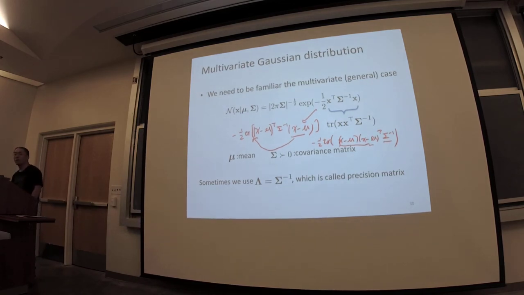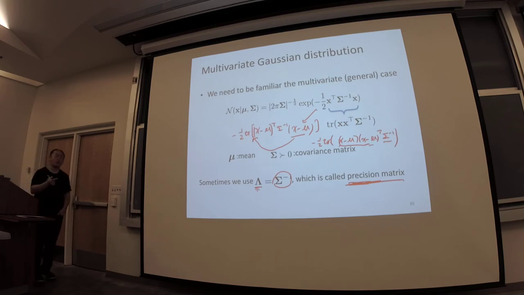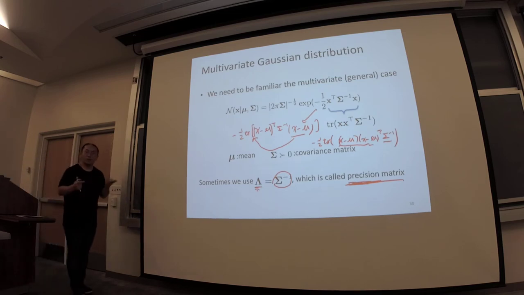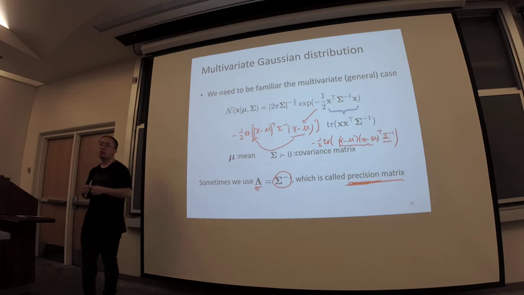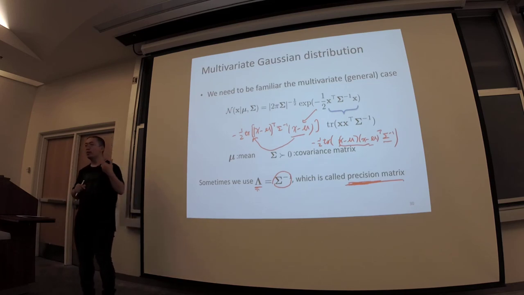Sometimes we also parameterize the multivariate Gaussian distribution with the inverse of the covariance matrix. We call the inverse of the covariance matrix the precision matrix. So whenever you find some literature saying I'm estimating its precision or I do some operations on precision, it's actually talking about the inverse of the covariance matrix.